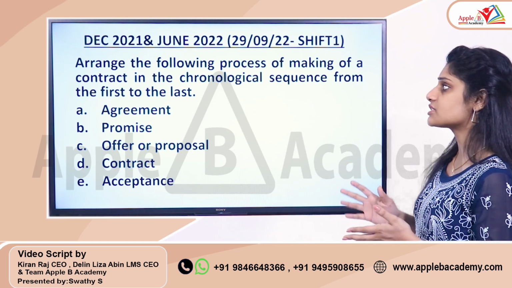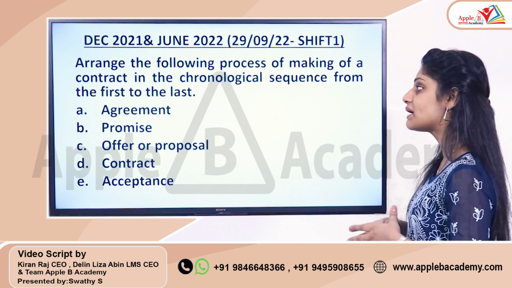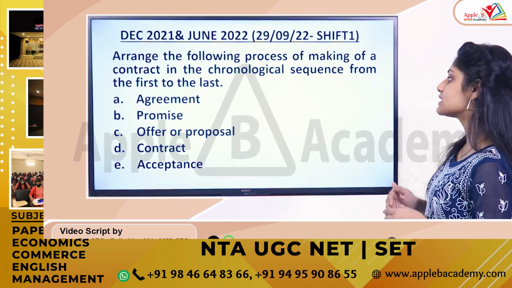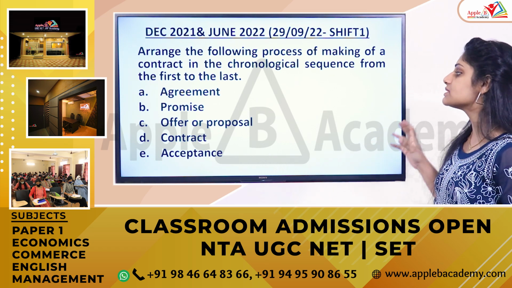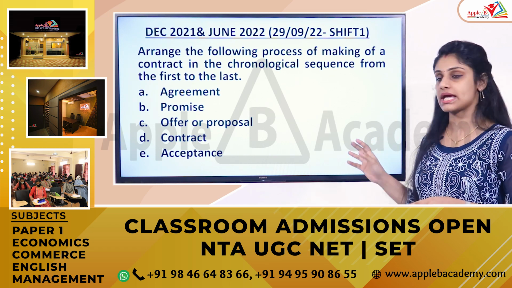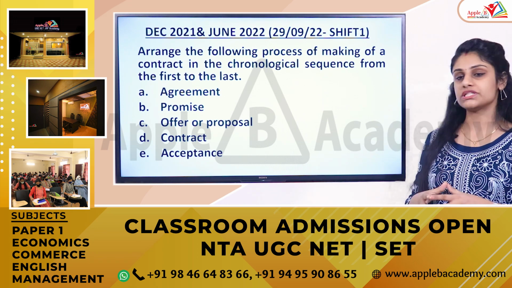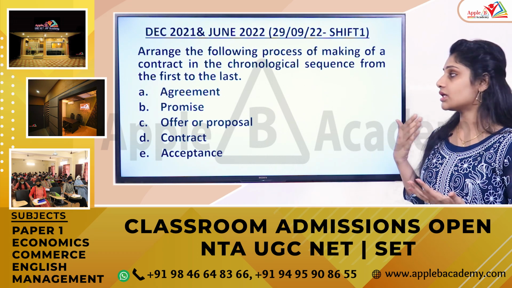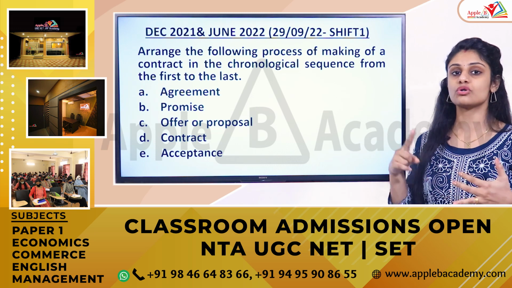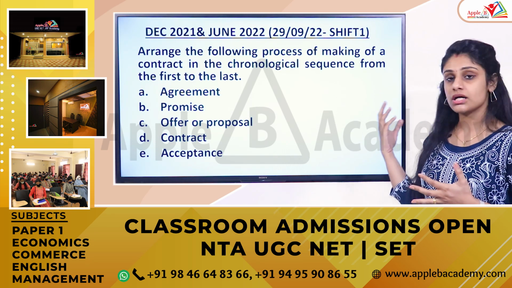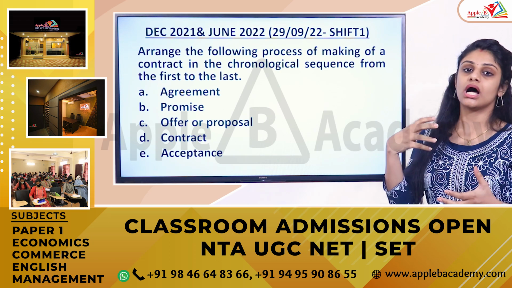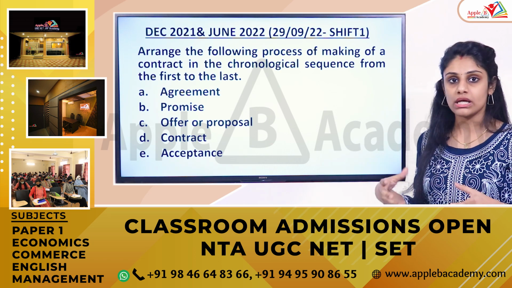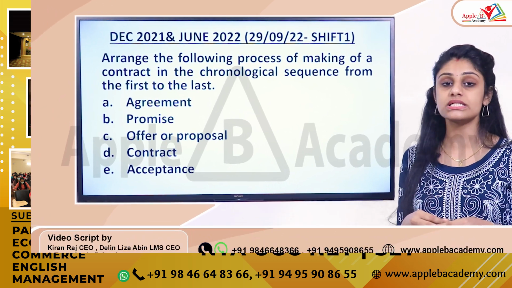Okay, just consider this question. Arrange the following process of making of contract in the chronological sequence from the first to the last. Agreement, promise, offer or proposal, contract, acceptance. Several times, for the June 2019 and also the 2020 exam, they asked a question from the same area, where you need to make the chronological sequence of how a particular contract is made.